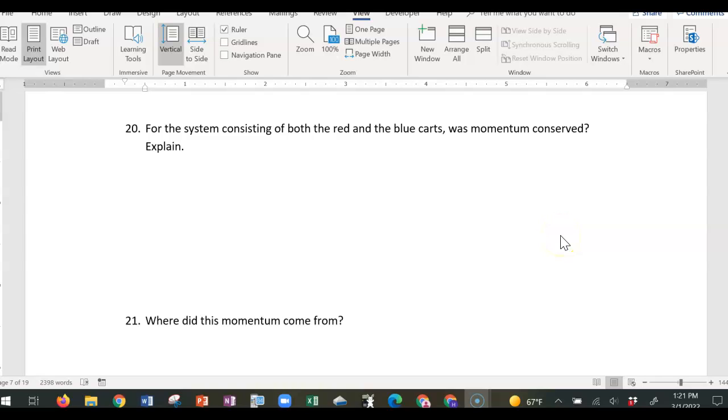This webcast continues discussing the lab on conservation of momentum. We are in part 1 and at the step which deals with explosive impulses, and we're at step 20.